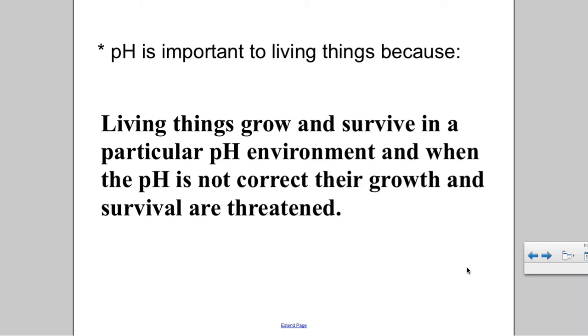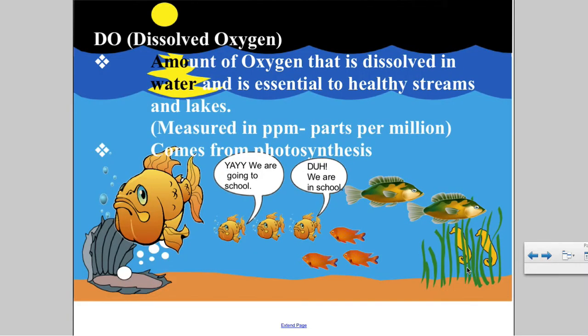The next thing that we check when we're checking the water quality is the DO levels. Now DO stands for dissolved oxygen. This is the amount of oxygen that is dissolved in the water. And it's very essential, meaning it's very important for healthy streams and lakes. It's measured in ppm, which is parts per million, so it's measured in very small amounts. And this actually comes from the photosynthetic process. So it comes through photosynthesis, and this dissolved oxygen gets in the water. We measure the amount of oxygen that's in the water. If it's very low, then we know that the species or the organisms are in danger because they need it to be a certain amount.